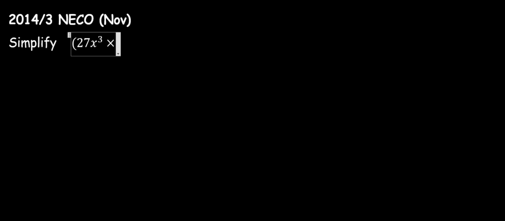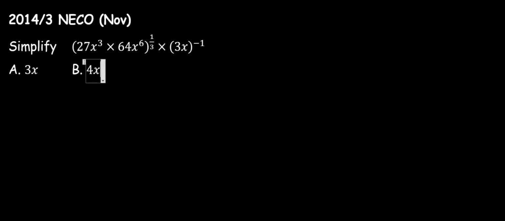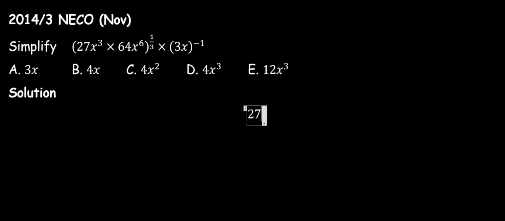Simplify (27x^3 times 64x^6) raised to power 1/3, times (3x) raised to power minus 1. The options are given: A, 3x; B, 4x; C, 4x squared; D, 4x cubed; E, 12x cubed. Solution. We try to arrange our given problem to reflect the power of 1/3 outside.